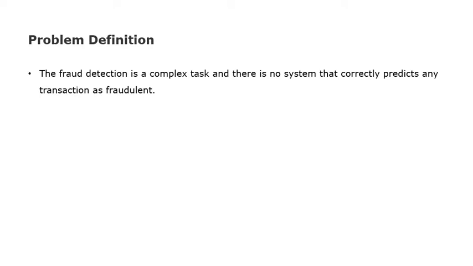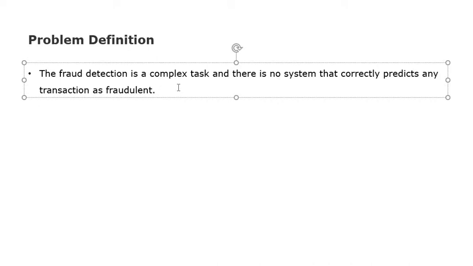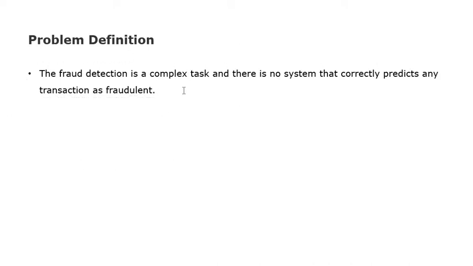The problem definition is just a formal statement of what we are trying to solve in our project. The first point: fraud detection is a complex task, and there's no system that accurately predicts any transaction as fraudulent. That means there are systems that do that, but the accuracy level is not acceptable. Maybe they have 80%, 85%, or 90% accuracy. That will be solved by our project, which will have greater than 95% accuracy.